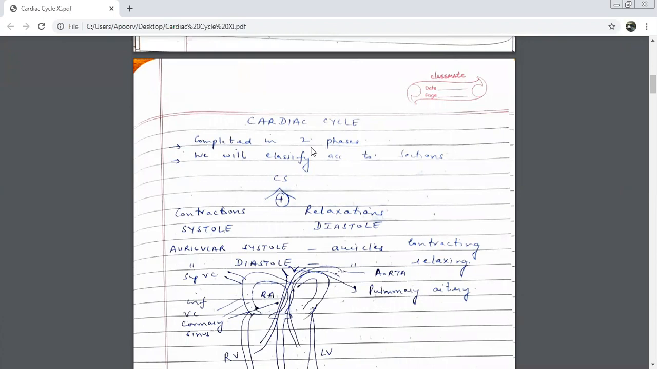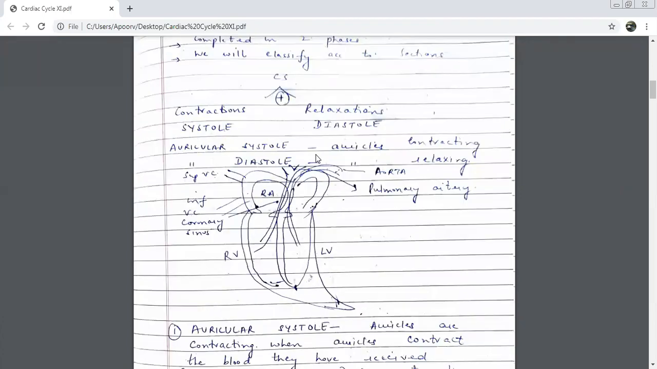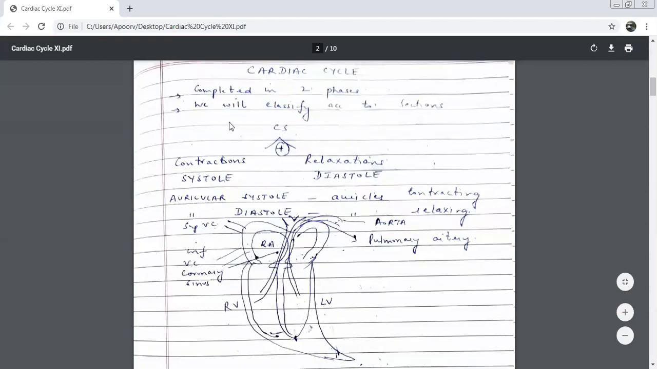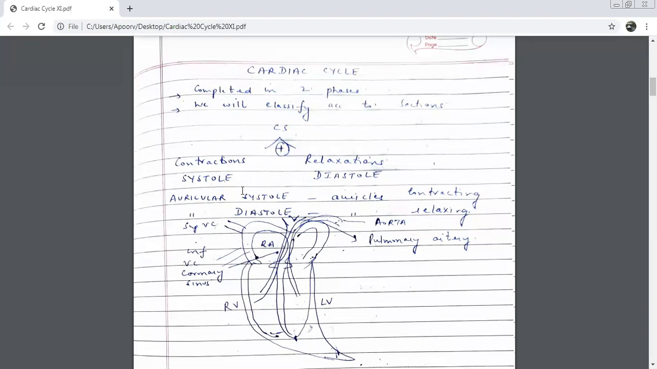It is completed in 2 phases. CC here means cardiac cycle. Basically, what are the 2 phases in a cardiac cycle? Contractions and relaxations. Contractions plus relaxations make your cardiac cycle. Contractions are known as systole, and relaxation is known as diastole.